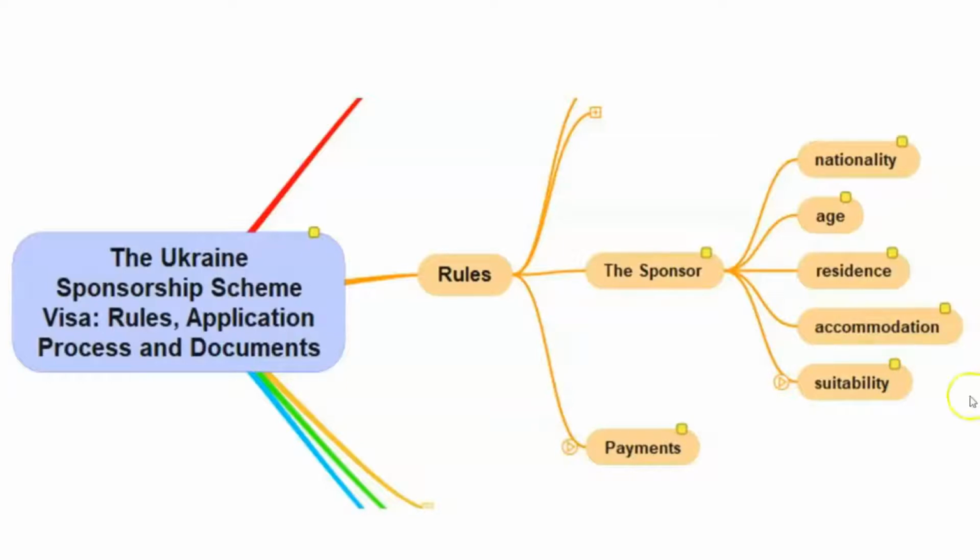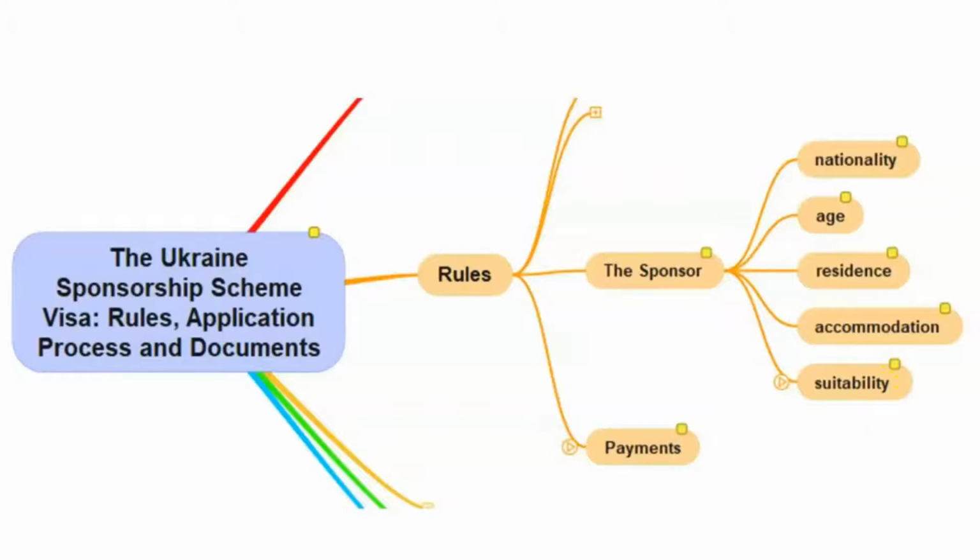And of course, they will need to show evidence confirming that they have accommodation and at least one spare bedroom will be available for the applicant's sole occupancy. So if the applicant is applying alone, usually they will not be expected to share the room with anyone else. Usually they'll be expected to have a room by themselves.